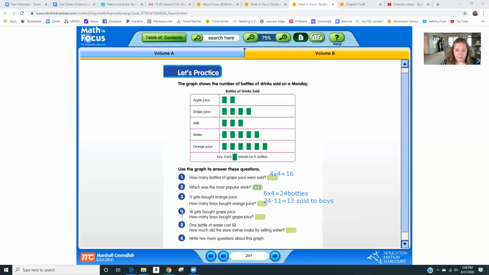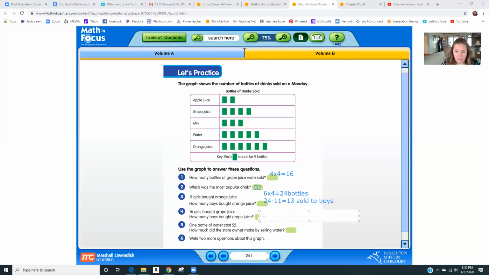We have a similar problem down here for number 4. It says 16 girls bought grape juice. How many boys bought the grape juice? In order to answer that question, first we have to find out how much grape juice was sold in the first place. We already actually did that in question number 1. It said how many bottles of grape juice were sold. So that kind of takes one of the steps away from us if we're thinking about what we've already learned from the picture graph. So just taking a multi-step problem and condensing it back down to 1 step if I'm using the information I already know.